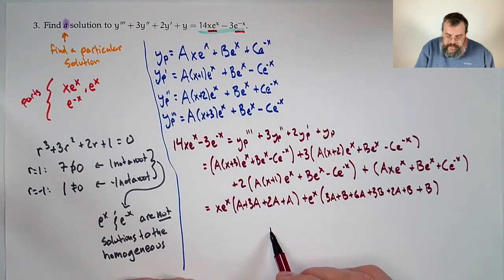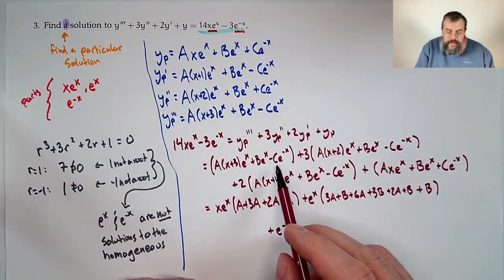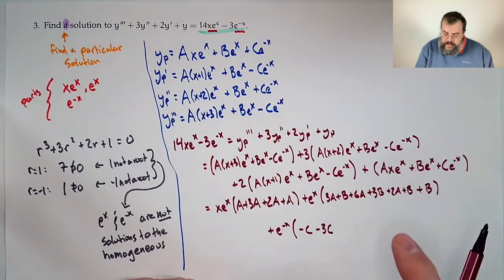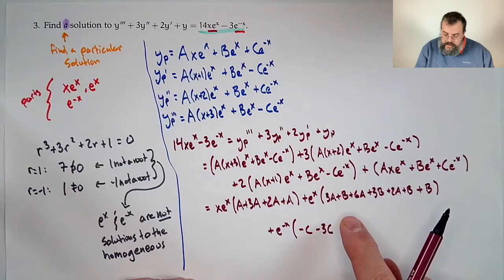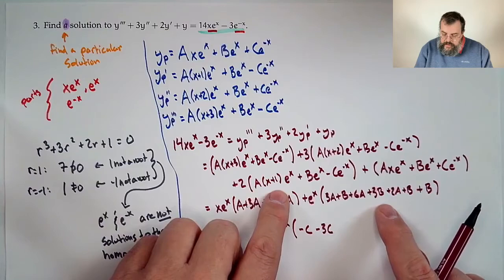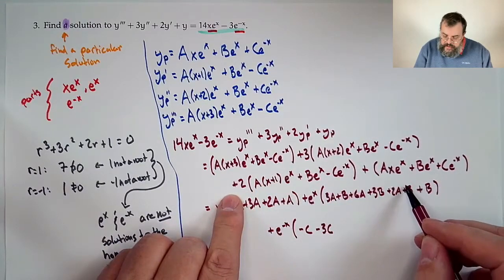And our e to the minus x, well, nothing too bad. We have minus c from the first one, minus 3c, and hold on, let me check. Yeah, 2a. Oops, I forgot. There should be a 2b.